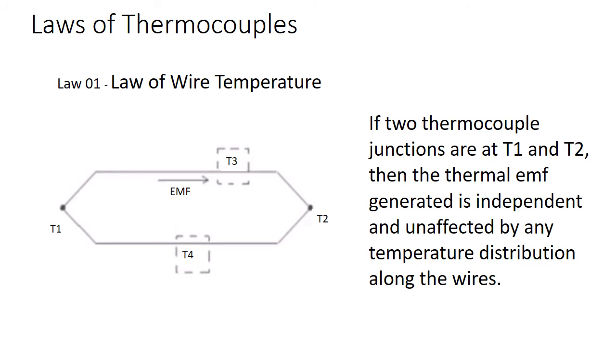This law of wire temperature states that if two thermocouple junctions are at different temperatures, that is T1 and T2, the thermal EMF generated will be independent of the wire temperature. The generated EMF is only dependent on T1 and T2 and not on T3 and T4. So the generated EMF is independent of the wire temperature. That is the first law.